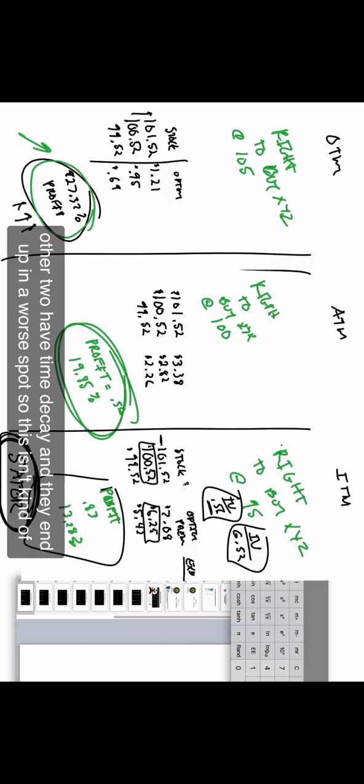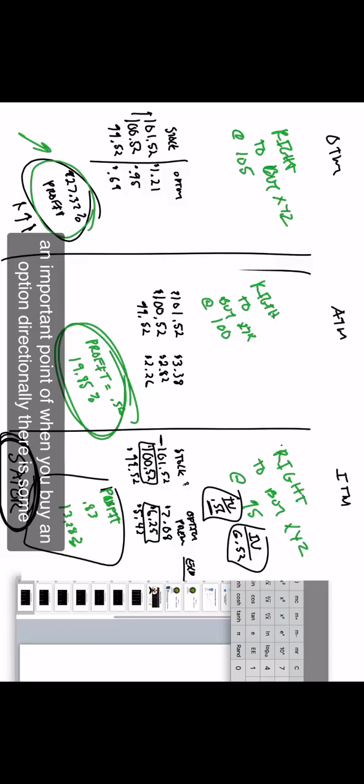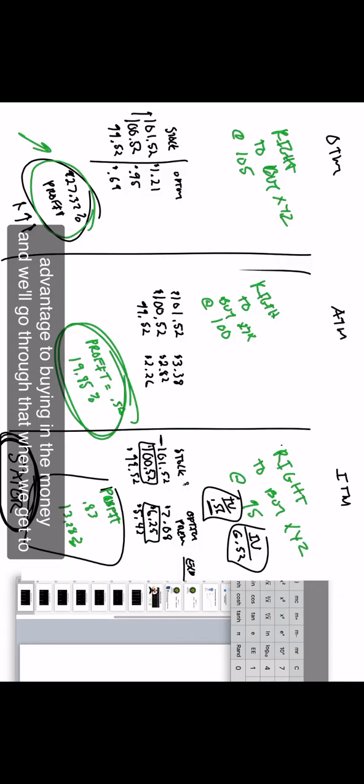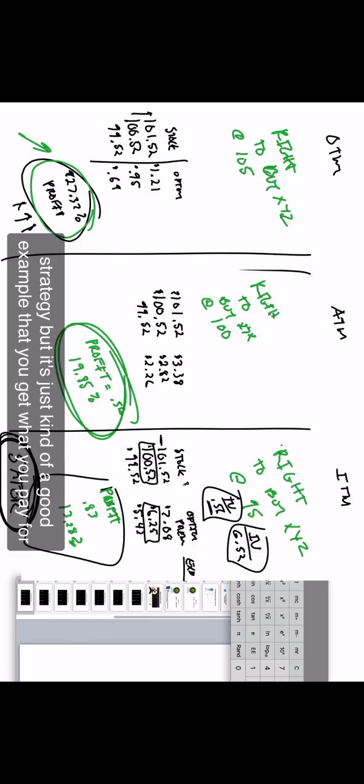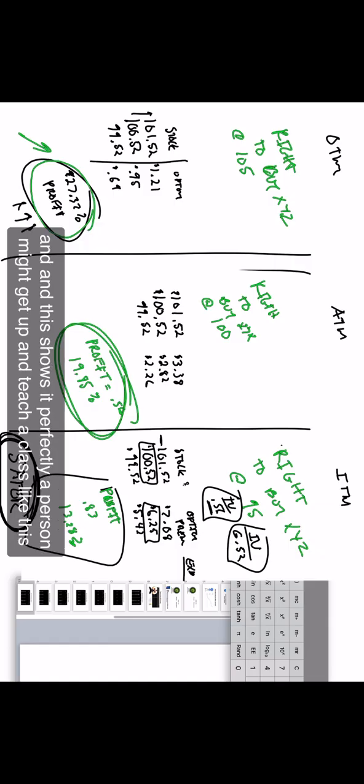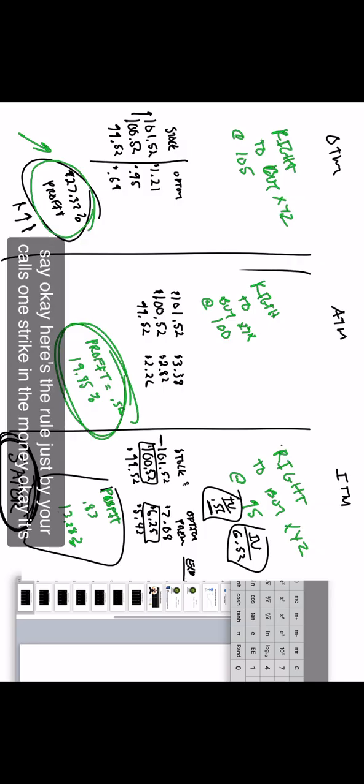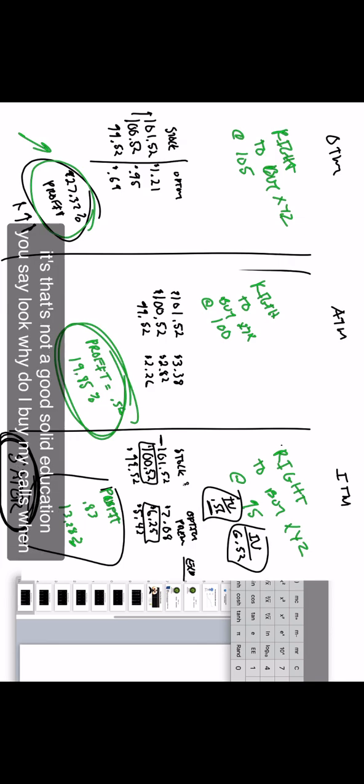So this is an important point: when you buy an option directionally, there is some advantage to buying in the money. We'll go through that when we get to strategy, but it's a good example that you get what you pay for, and this shows it perfectly. A person might get up and teach a class like this, say, okay, here's the rule: just buy your calls one strike in the money. That's not a good, solid education. You say, look, why do I buy my calls one strike in the money?